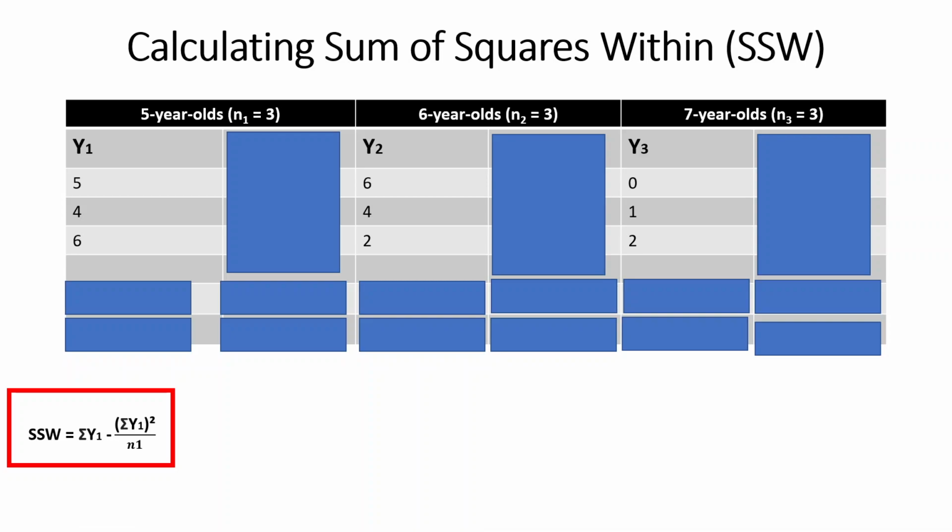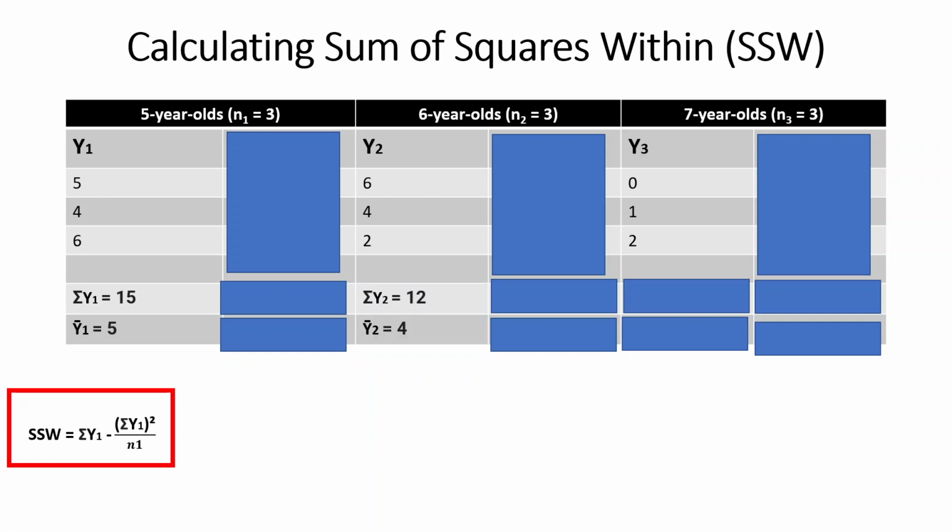So we can sum all of these now to get this value here. The sum of all of the scores for 5-year-olds is 15. I'm getting a little bit ahead of myself with these terrible transitions, but we can also calculate the mean as well. You guys know how to calculate the mean; we've been doing that all semester. You would do that for each one of these samples here.